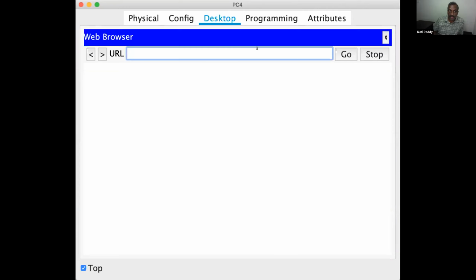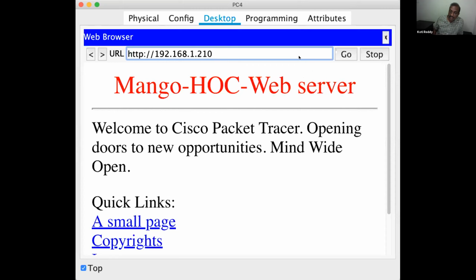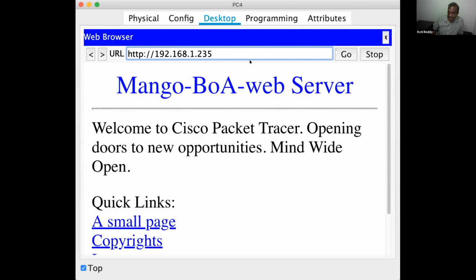company. HOA server, what is it? 192.168.1.20. I could show blue color, right? HOA web server. Can I access HOB server 140? I could access. Could I access HOC server 210? I could access. Can I access BO1A branch office 1A 235? I could access. Can I access, like say, branch office 1B 245? I could access. Understand now?